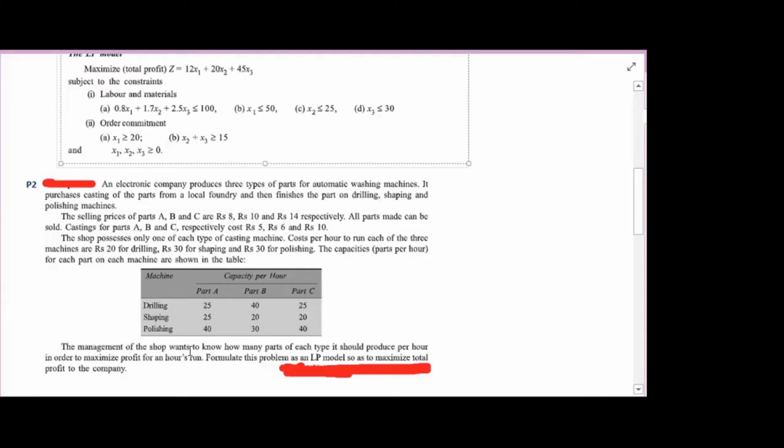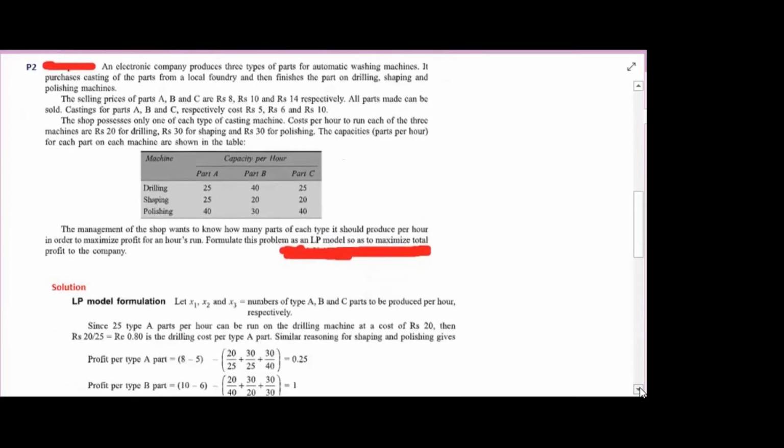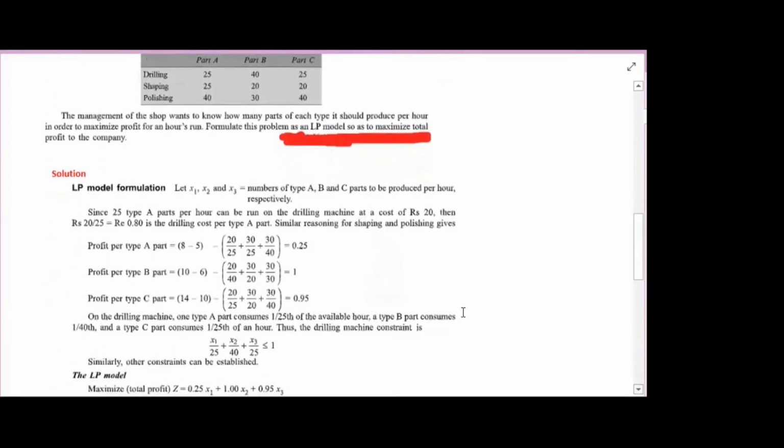For polishing also there are 40, 30 and 40 limits for performing polishing on each type of component in 1 hour. The management of the shop wants to know how many parts of each type should be produced per hour in order to maximize profit for an hour's run. Formulate this problem as an LP model so as to maximize total profit to the company. Right? Here you can see how to formulate this problem.